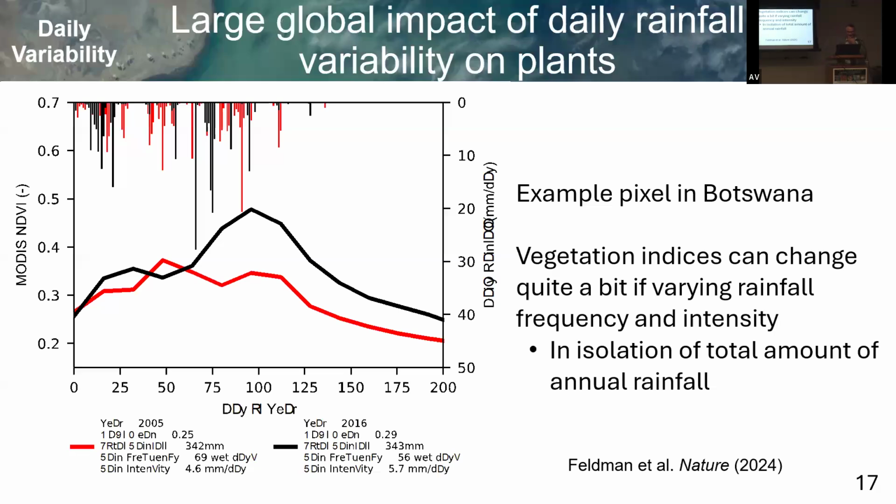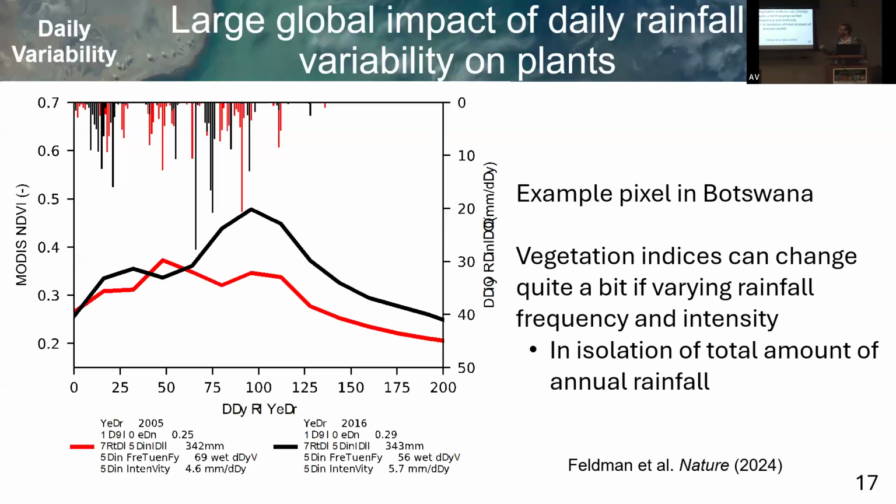So this is 2 years in an example pixel in a grassland in Botswana. So this is a dry grassland. It receives about 350 millimeters per year. And I'm actually isolating 2 different years. In 2005 in the red line and 2016 in the black line, they received the same amount of rainfall, 340 millimeters of rain in both of those years. But how the rain occurred was very different in both of those years. You had very similar net radiation, very similar humidity, but you had very different rainfall regimes.